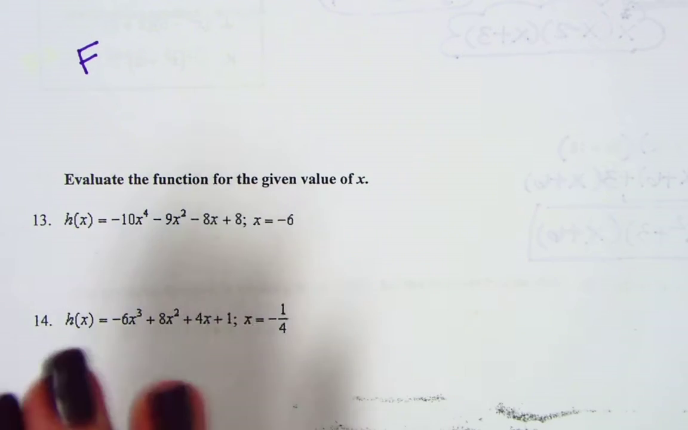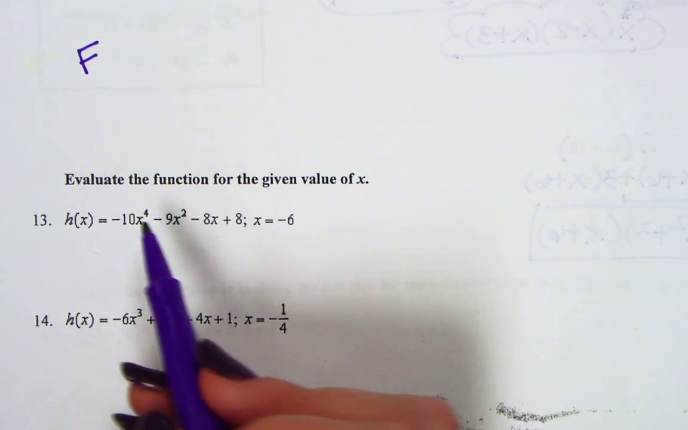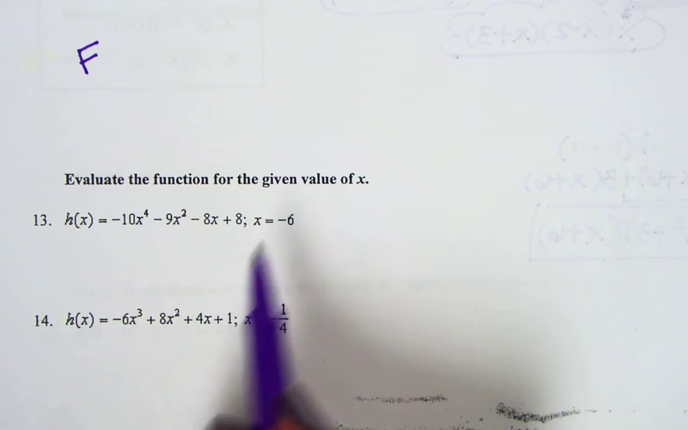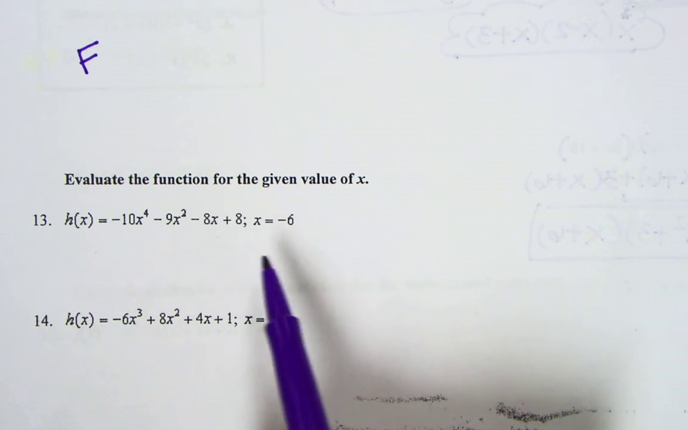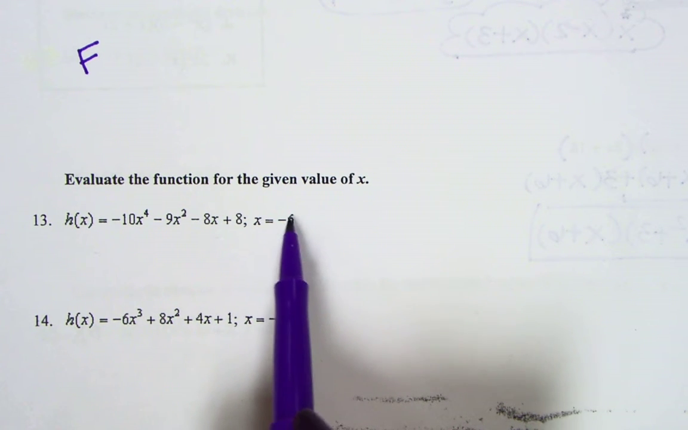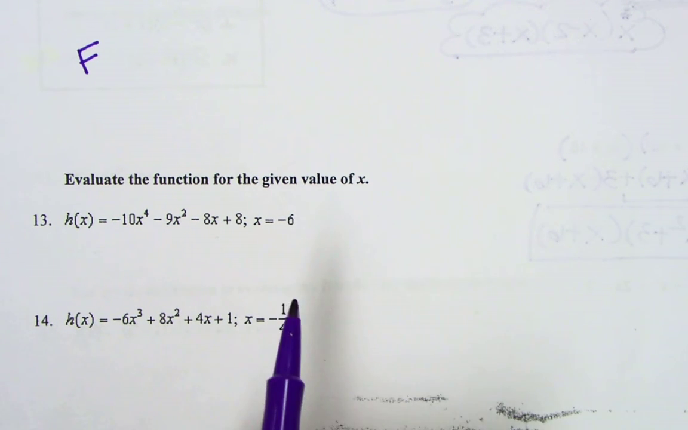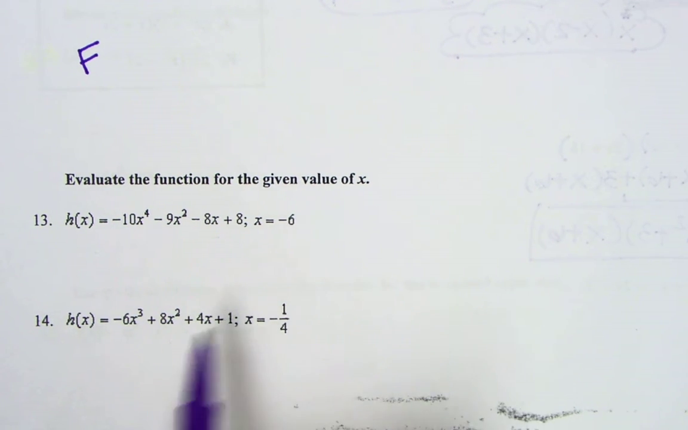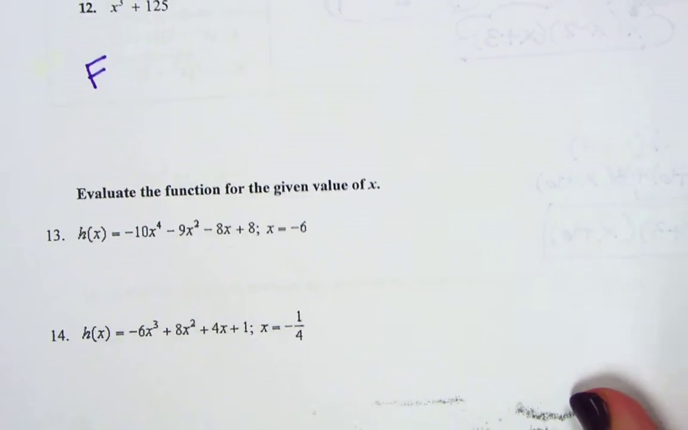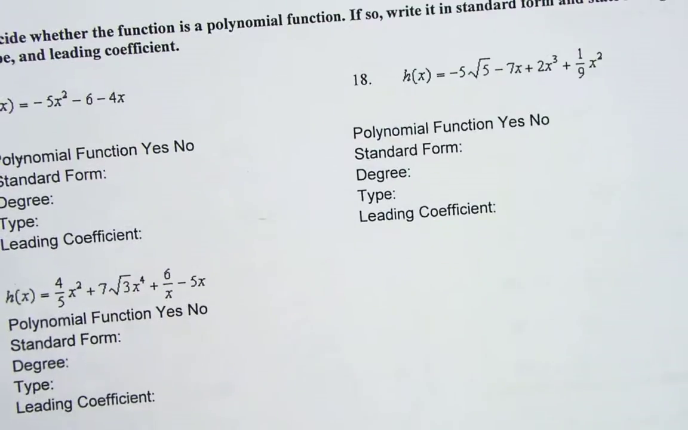Number 13 and 14, I'm not going to go through those. It says evaluate the function for the given value of x. Okay, there's a couple different ways you can do that. You can plug in -6 where all the x's are and see what you get. Also, we learned how to do it using synthetic division. With synthetic division, your remainder is your answer. Okay, so that's how you would do those. I think people kind of understand that.